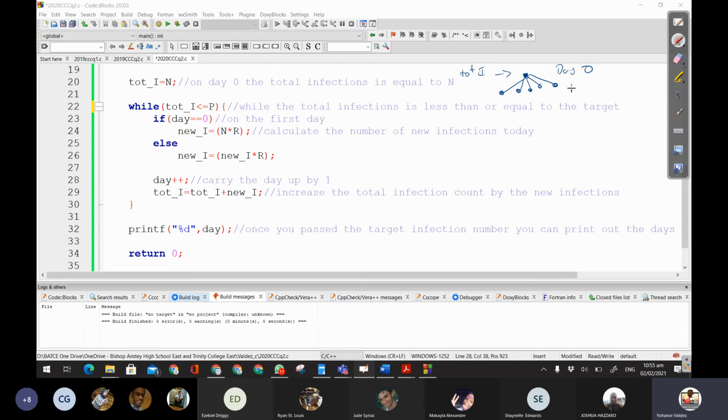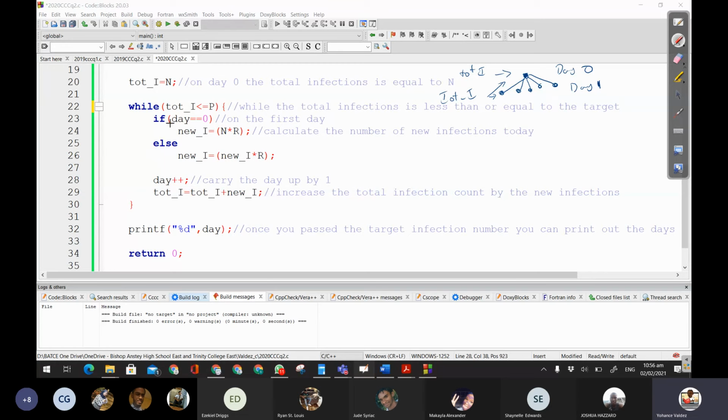So really and truly, because we started with total infections being 1, by the end of day 0, going into day 1, our total infection was this person plus all of these people, right? So day 0's infections include that one original person. On day 0, we have to see how many people that original value infects.